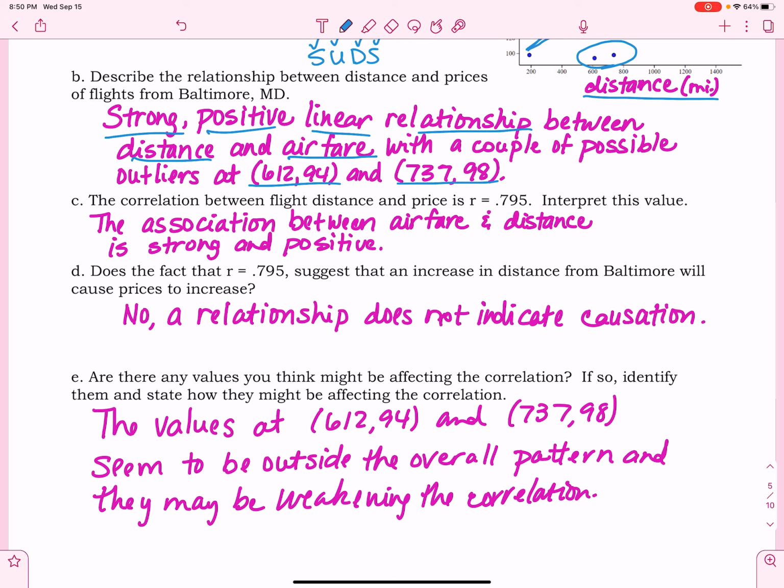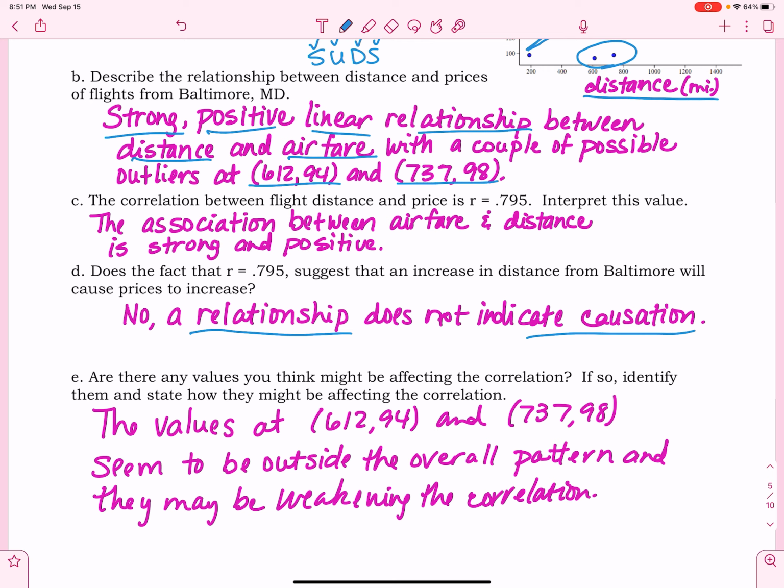Now, the fact that r equals 0.795, does that suggest an increase in distance from Baltimore will cause prices to increase? Well, not necessarily. I mean, it could be the reason, but we don't know that for sure. There are other factors that could play into what's causing that association to occur. Because remember, just because there's a relationship does not indicate that we have causation or cause and effect. So we cannot make that assumption.